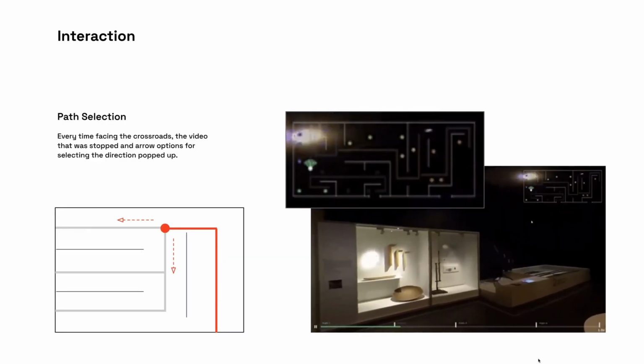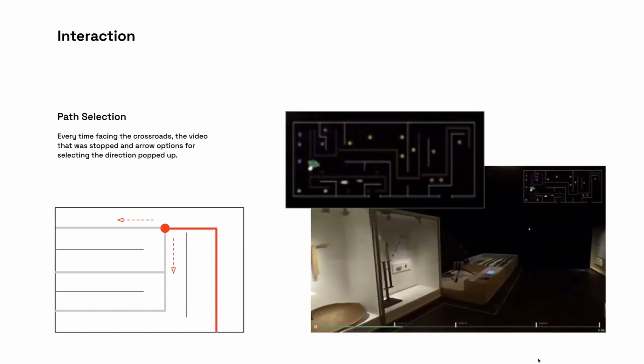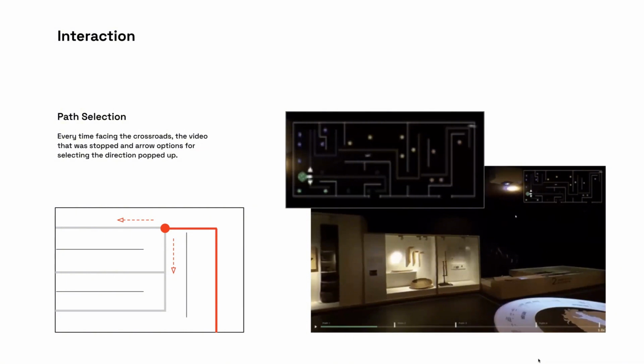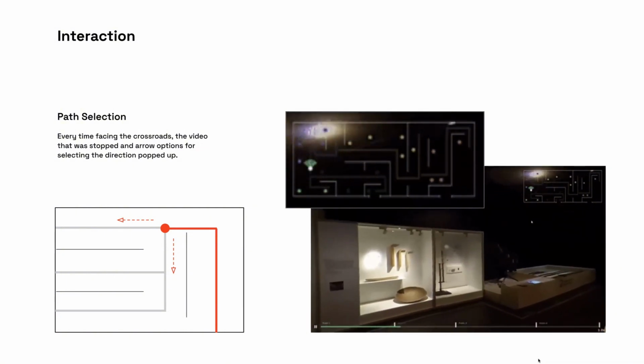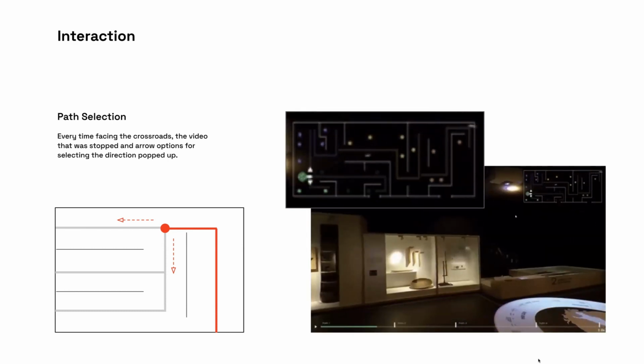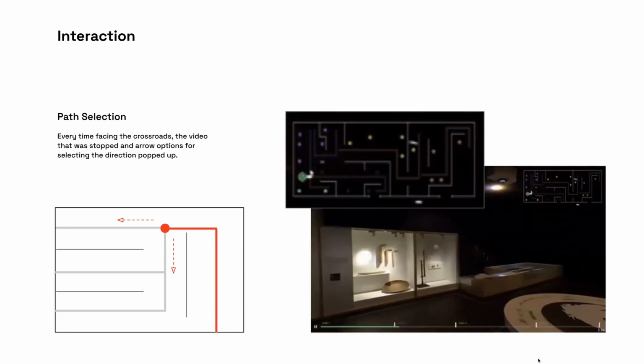In this kind of map structure, viewers always encounter crossroads. Therefore, in such cases, we designed the interface to allow users to select the direction to move when facing crossroads, and eventually make them feel in control of the navigation.